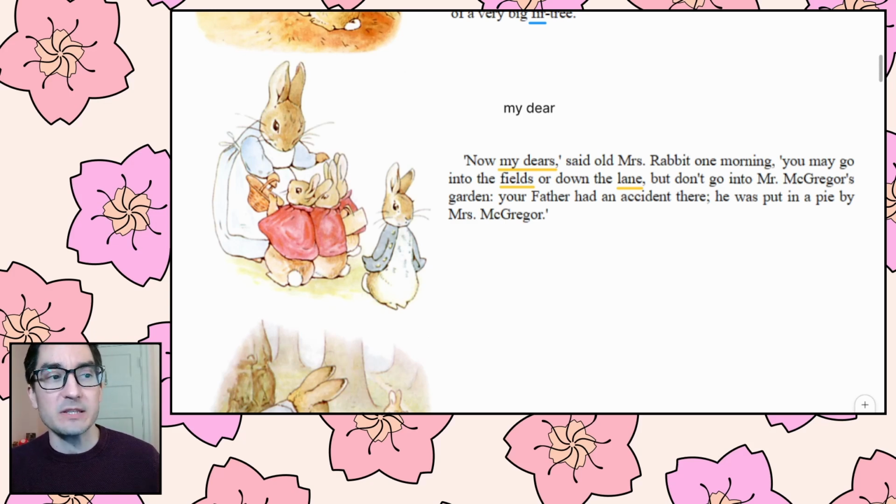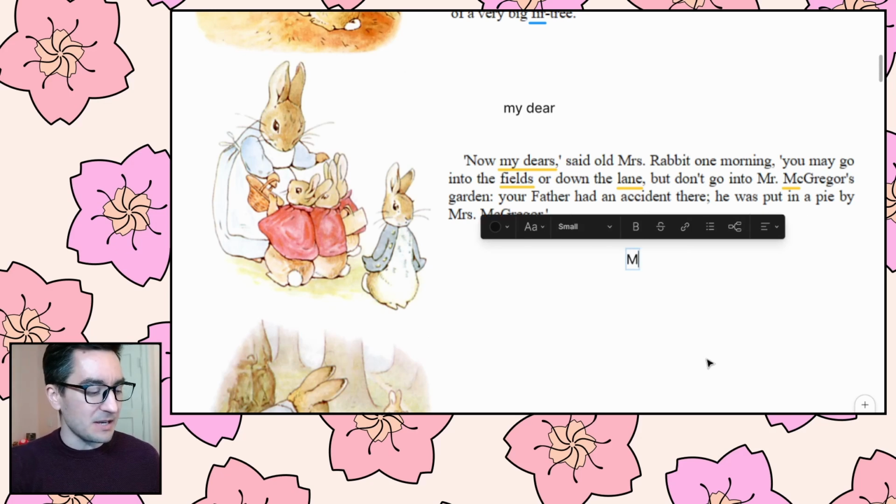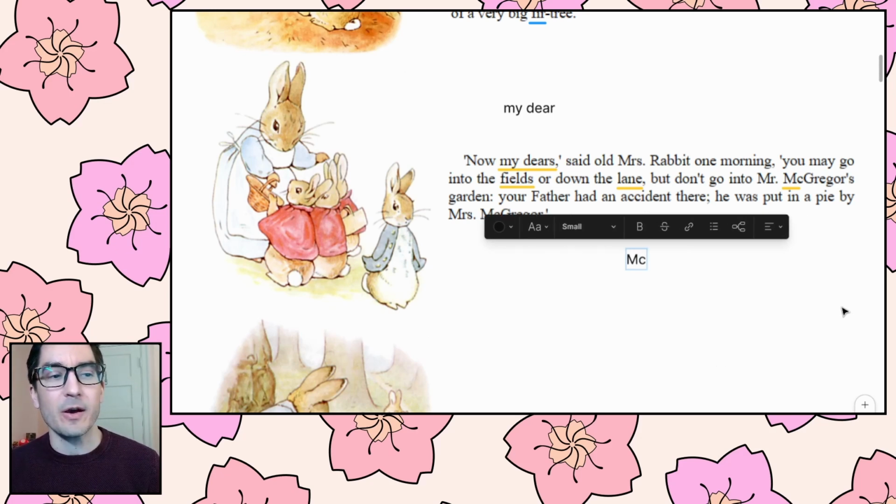But don't go into Mr. McGregor's garden. Now, this kind of name, starting with an MC, is a very common kind of name. There are lots of names like McDonald or McGregor or McGee or McCaffrey. There are lots of MC names. They usually come from Ireland. They're Irish names.